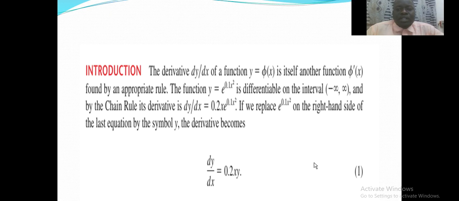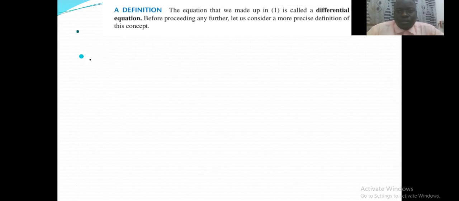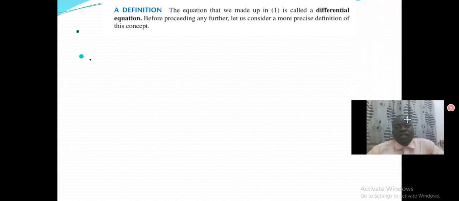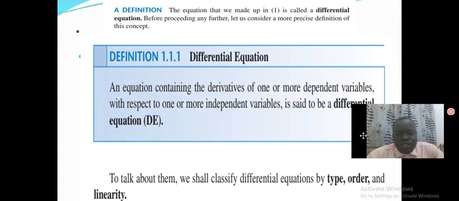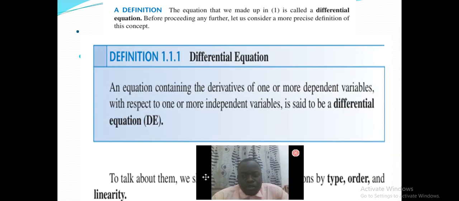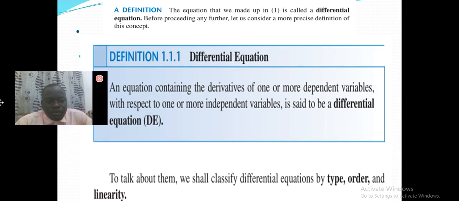It's called a differential equation. بنقول على معادلة تفاضلية. Before proceeding any further, let us consider a more precise definition of this concept. Okay, so we are going to define differential equation.